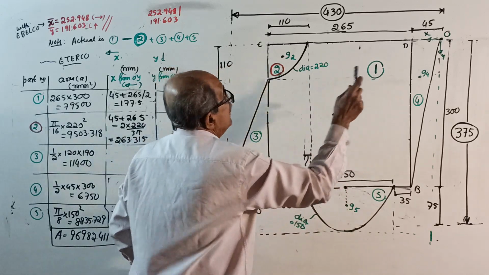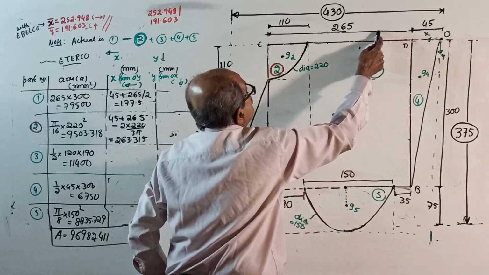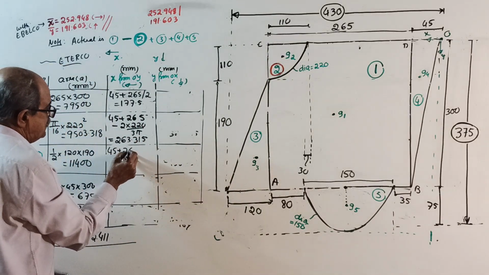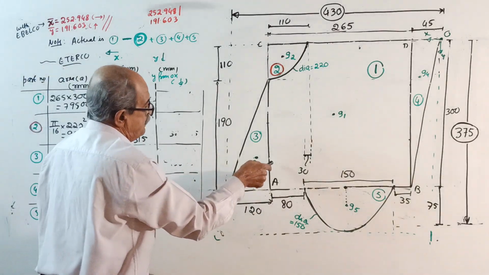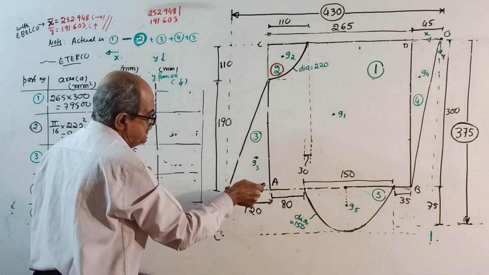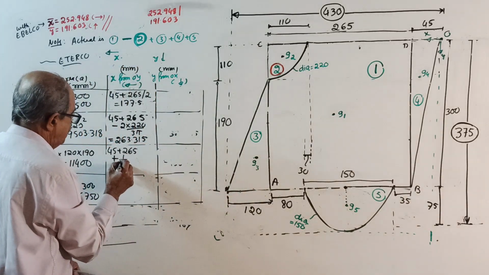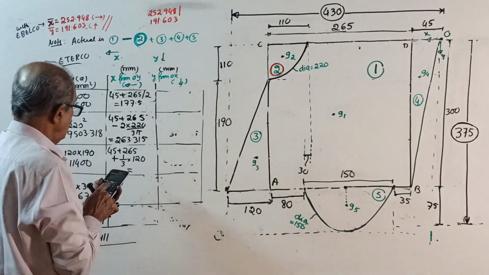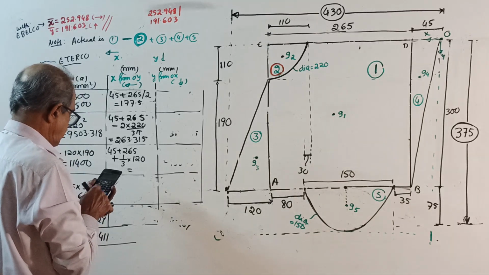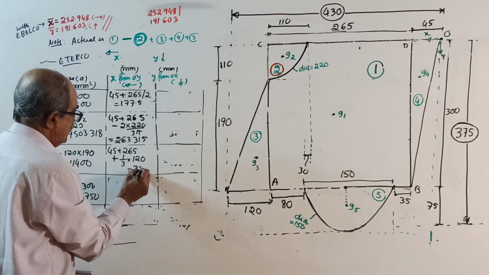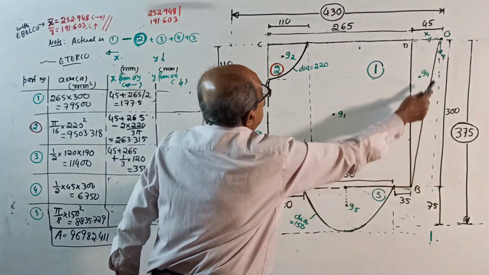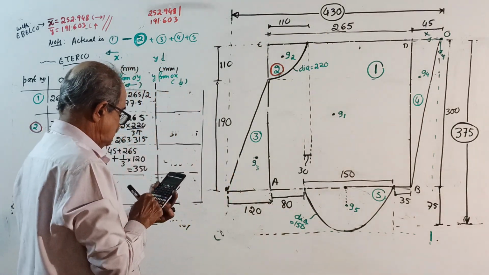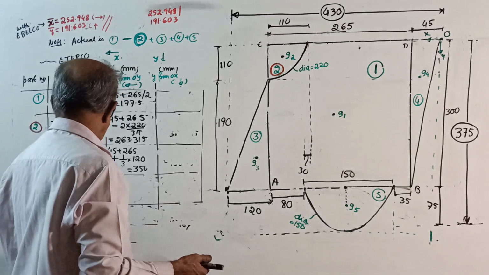Actually, you can do an easy one. See, 45 plus 265 plus this distance, which is 1 by 3 of 120. 45 plus 265 plus 120 by 3 is 350. Or you can do one thing: from 430, subtract 2/3 of 120. 2 by 3 of 120 is the same, 350.